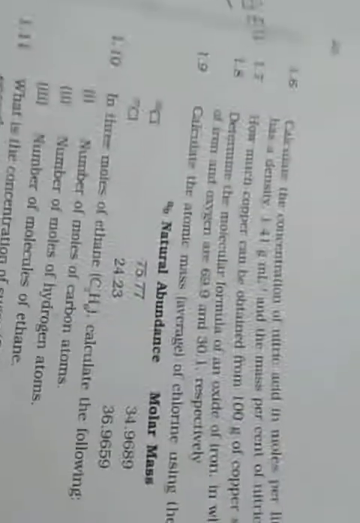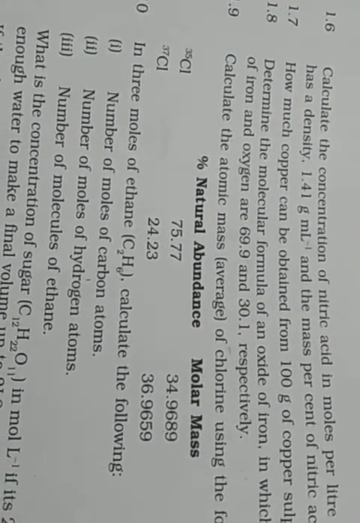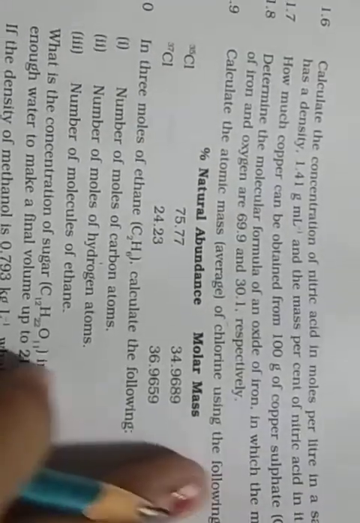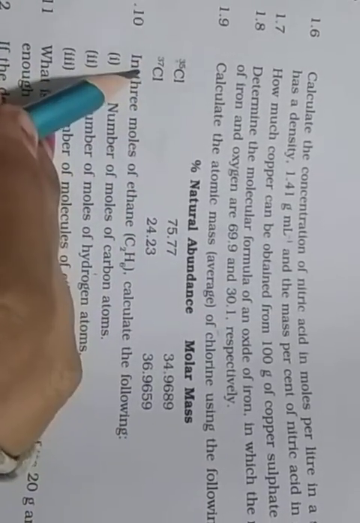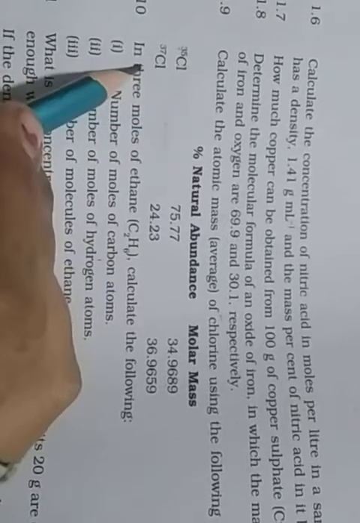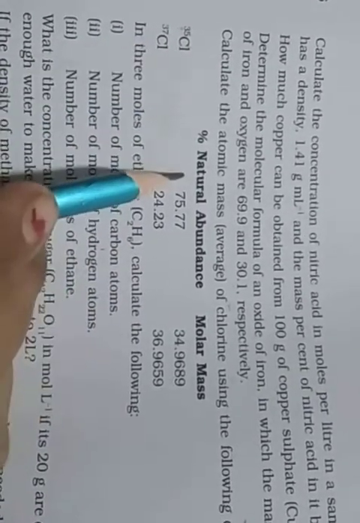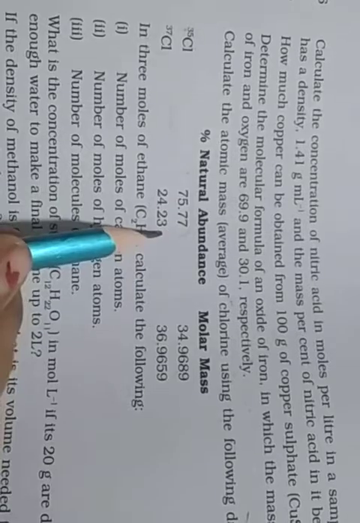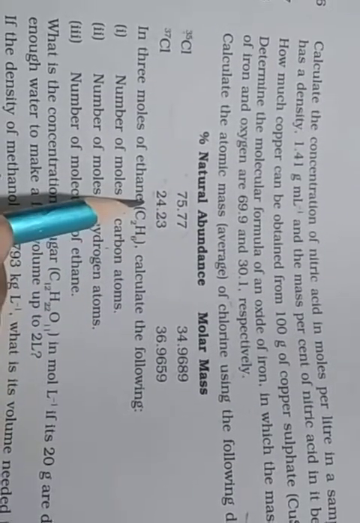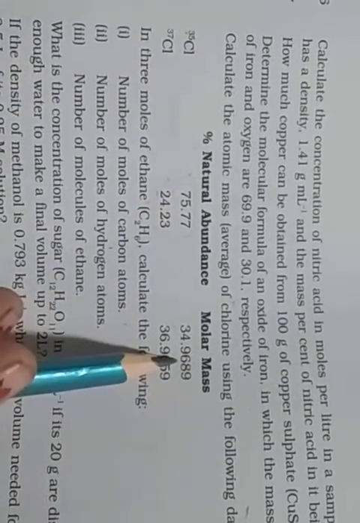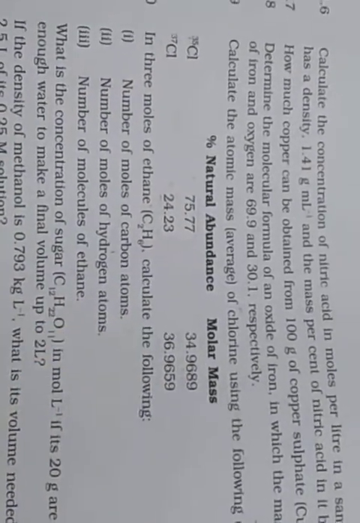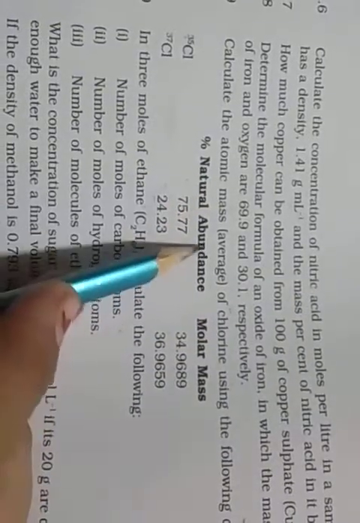Then the next question, number 9. Calculate the atomic mass of chlorine using the following data. 35Cl and 37Cl are isotopes of chlorine, with their natural abundance in nature, and the molar mass is given. The molar mass of 35Cl and 37Cl are given. So we have to find the average atomic mass of chlorine.